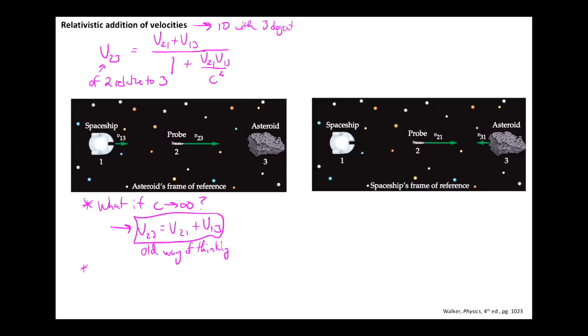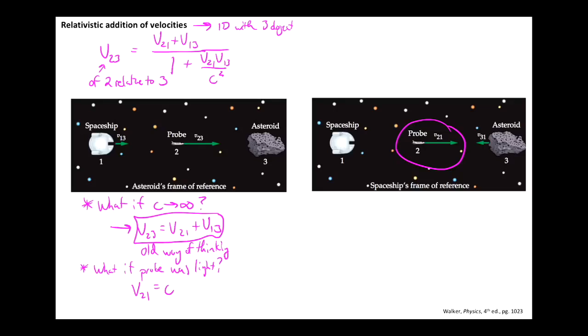Let's see. The second thing. What if the probe was light? So think maybe not a missile, but maybe they shoot a laser. Okay? So we know the velocity of the probe if the probe was light. It means that the velocity v21, which we see over here, like I shot out the probe at the speed of light. So I'm going to know that that velocity is c.